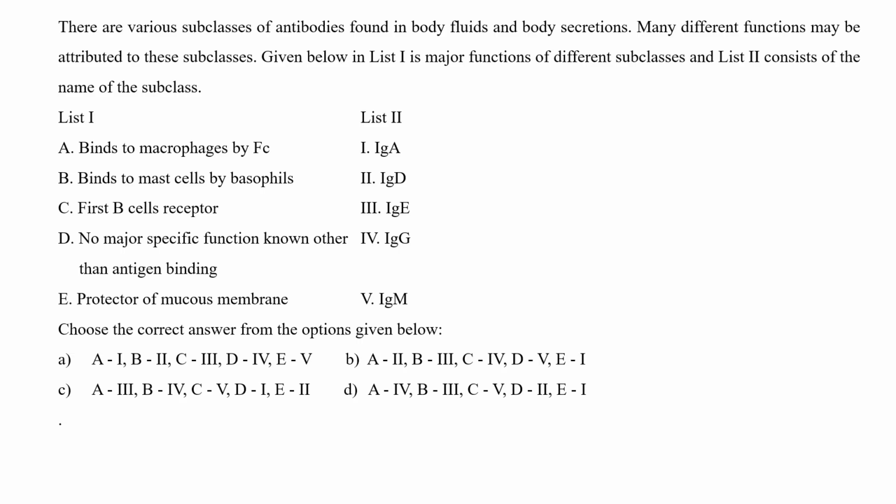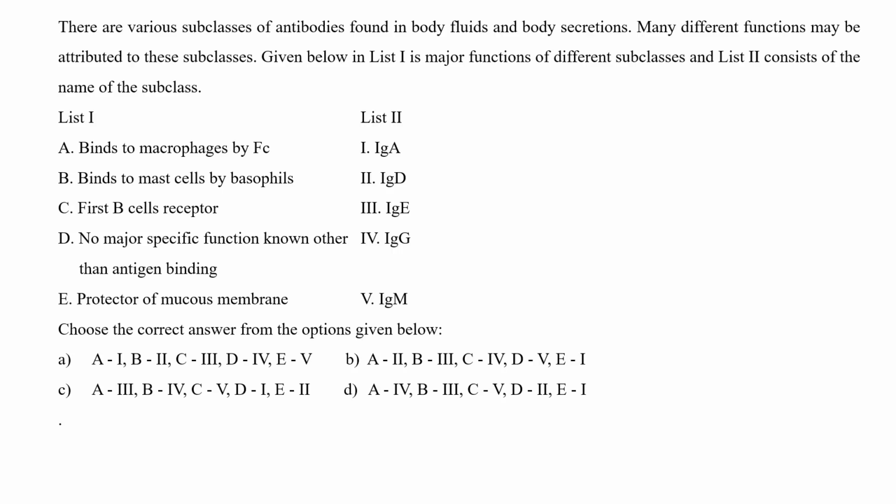Now D has no major specific function known other than antigen binding. Definitely it has to be IgD, because IgD is not known to have a specific function, and it is debatable why it is present in the immune system. So D is connected with the 2.